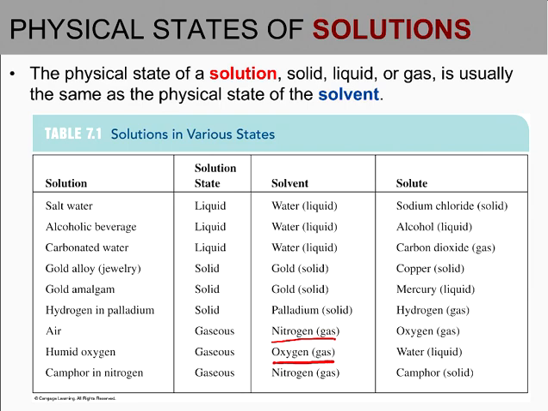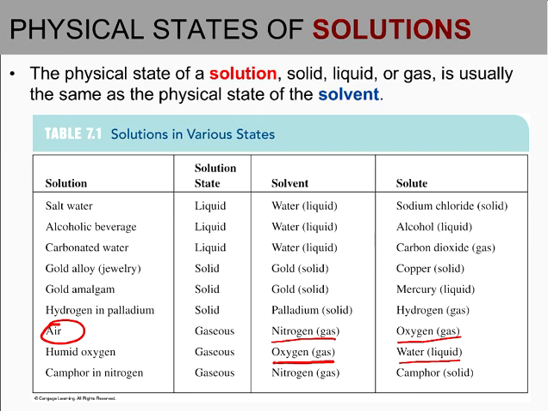And maybe we mix in some oxygen gas or some water or moisture. So if we look at air, for instance, air is composed of nitrogen gas, oxygen gas, and a few other gases as well. But the gas that's present in the largest amount is nitrogen. So nitrogen would be the solvent, and all of the other gases would be considered solutes.